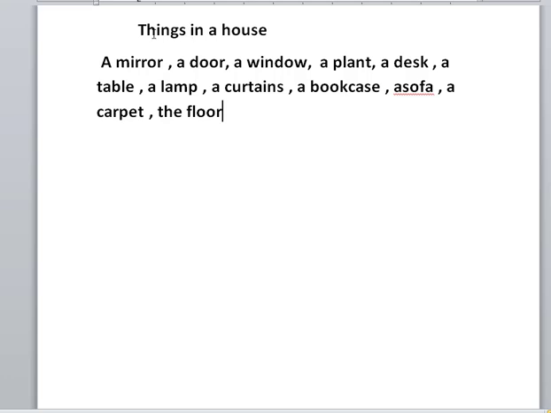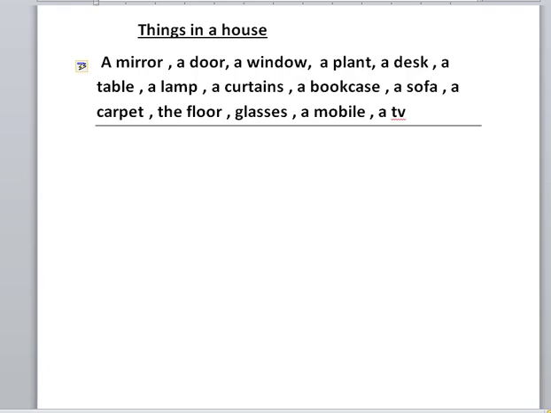Things in a house. We have a lot of things in your house, my house, their house. A mirror, a door, a window, a plant, a desk, a table, a lamp, curtains, a bookcase, a sofa, a carpet, the floor. And also, for example, we have glasses, and also a mobile, and also a TV.